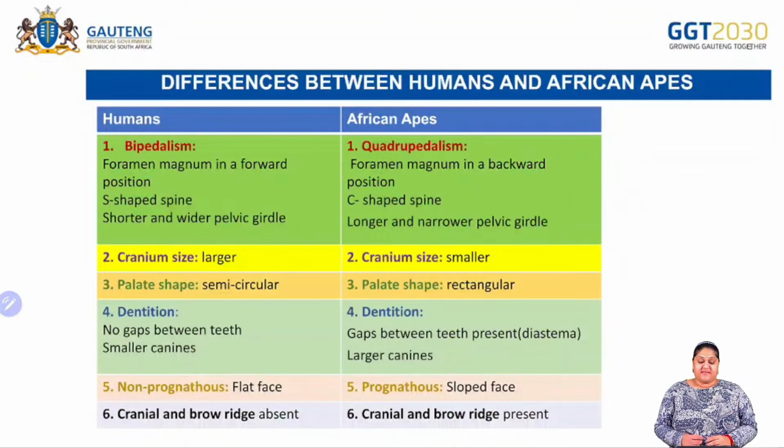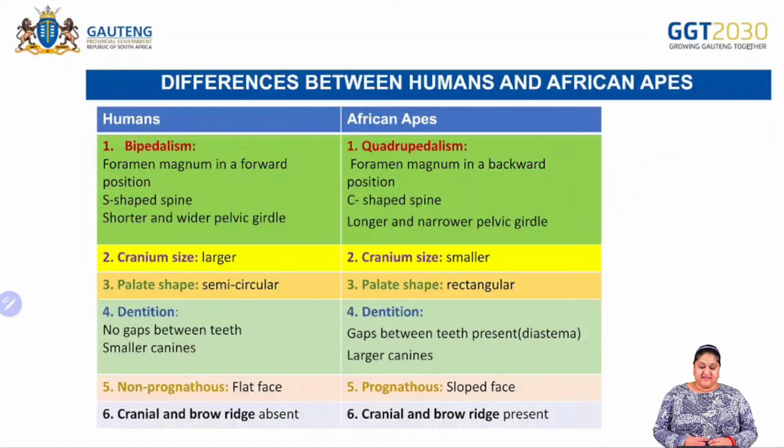So in bipedalism, it's in a forward position, and in quadrupedal organisms, they are in a more backward position. The shape of the spine, in bipedalism, is S-shaped, and in quadrupedalism, it is C-shaped. In bipedalism, it has a shorter and wider pelvic girdle, and in quadrupedalism, a longer and narrow pelvic girdle.